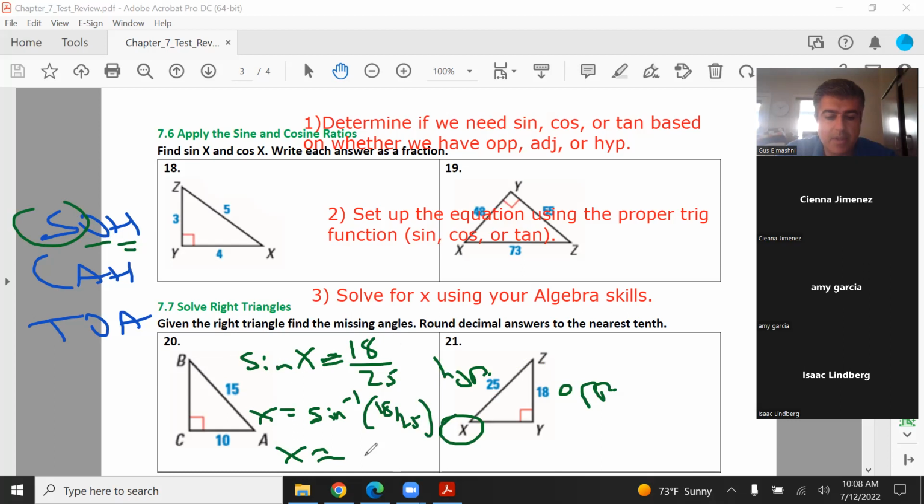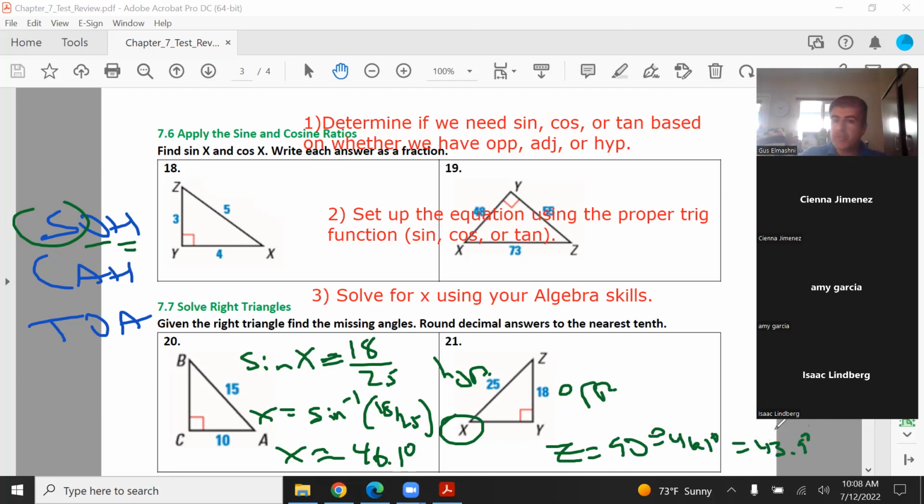You can also do this in Desmos. Inverse sine of 18 over 25, you should get 46.05 degrees, or say 46.1 degrees. Therefore, angle Z will be 90 minus that number, which is 43.9 degrees. Okay, that's all.